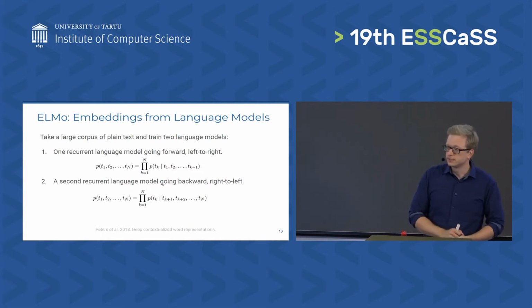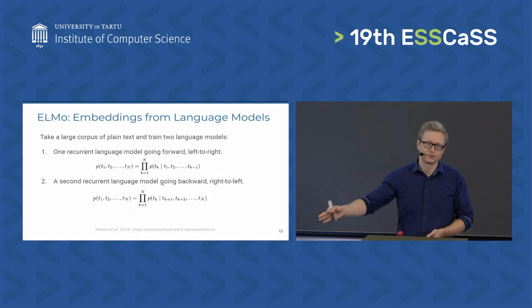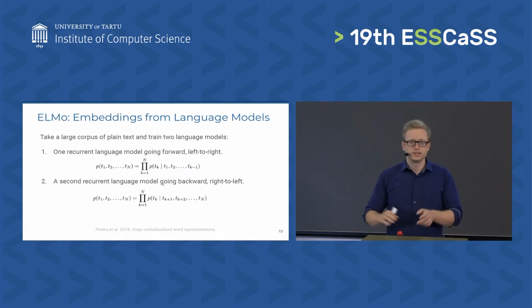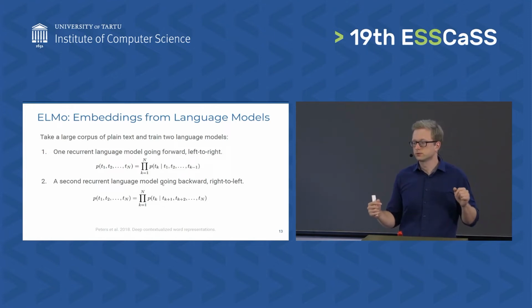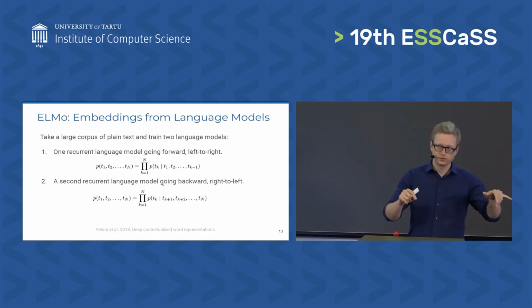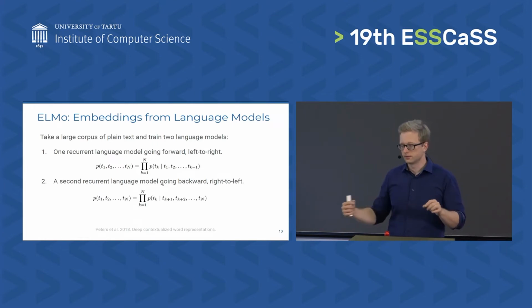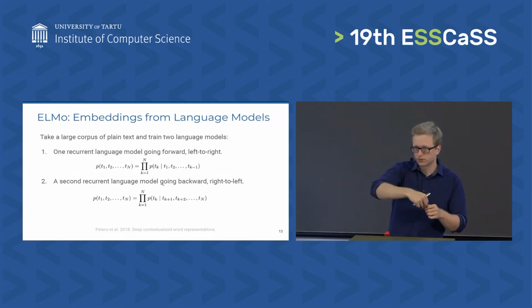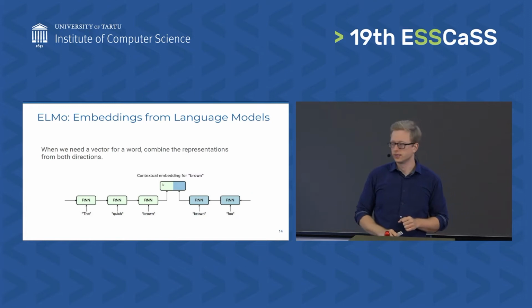So this idea is something that's used by a model called ELMo, which stands for Embeddings from Language Models. What they do is they train two different RNN models, one going through the text left to right, so it tries to predict the next word in the sequence based on all the previous words. And then a second one going through the text right to left, trying to predict the previous word based on all the next words. And then we can just combine these together.